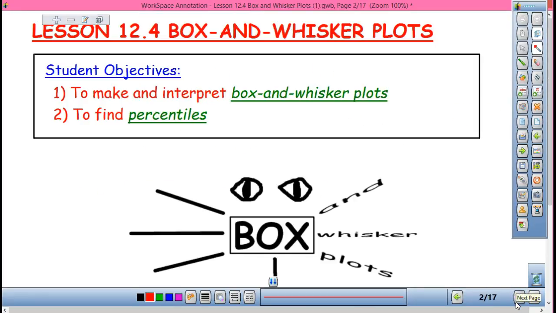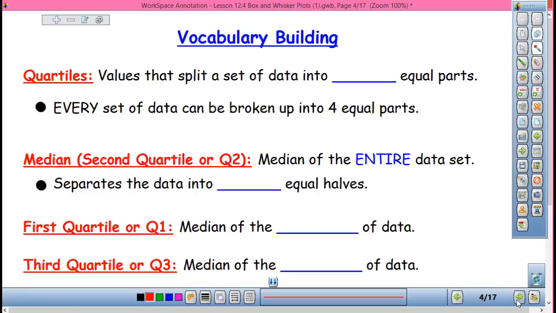Alright, so today we're going to make box and whisker plots, and we're going to be able to find percentile ranks. Alright, so quartiles. Okay. What quartiles? So the first thing we do is split a set of data into 2, actually that's not true, 4 equal parts. Okay, every set of data, because quartile looks like quarter, right? How many quarters are in a dollar?